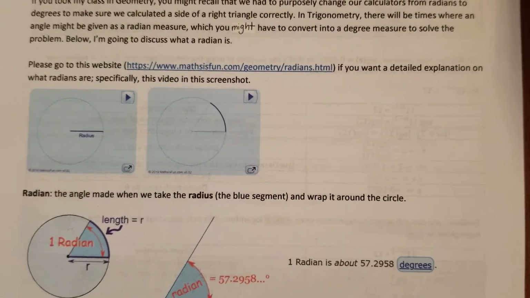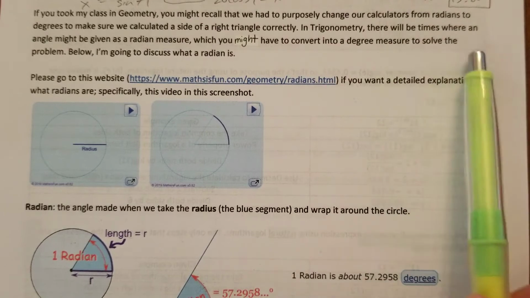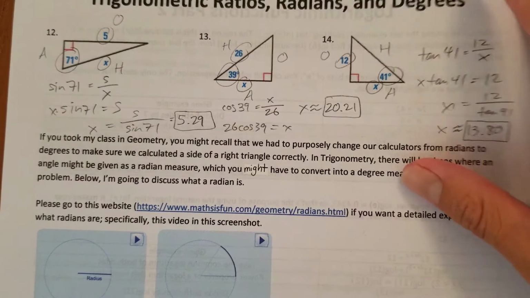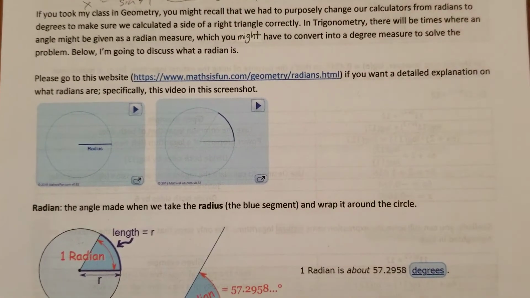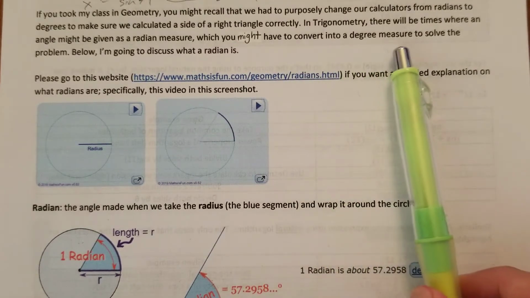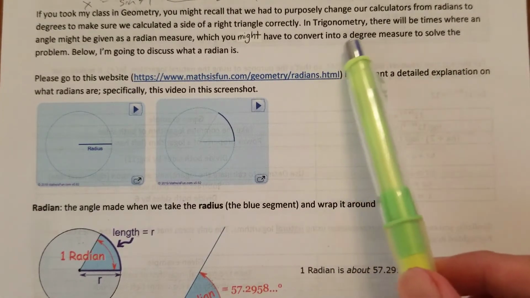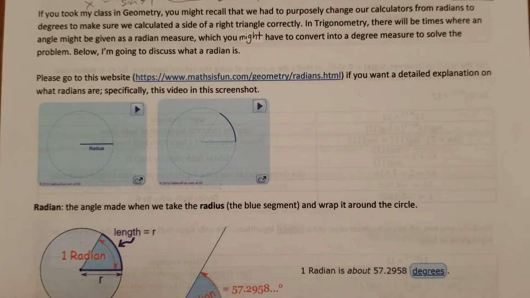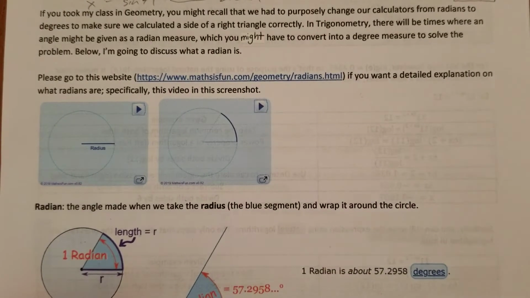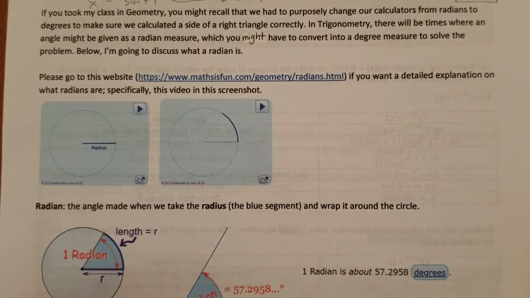Now, if any of you do take trigonometry, there will be times where an angle might be given as a radian measure. A radian measure might have a pi in it, and you might have to convert that into a degree measure in order to solve the problem. But anyway, I'm just going to discuss what a radian is. You can go to this website in the notes that I will post and look at it.